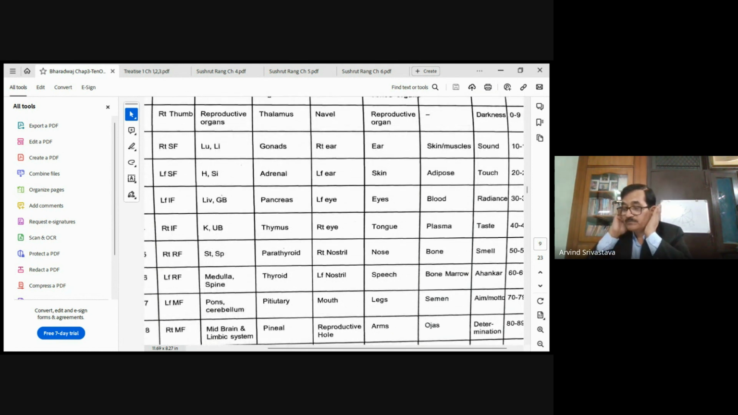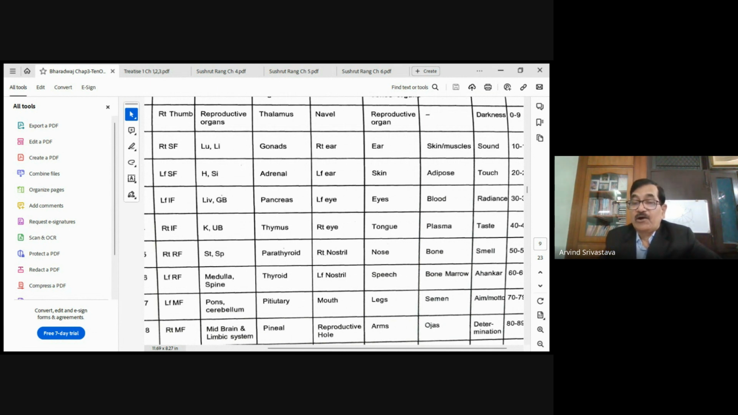Sound, number one, Akash. Touch, skin. Radiance, eyes. Taste, fourth number. Smell, nose. And then come from six onwards.